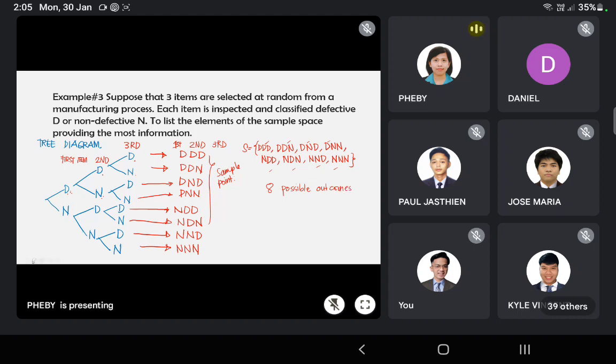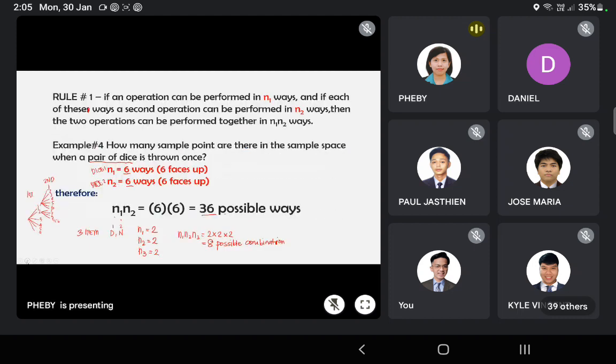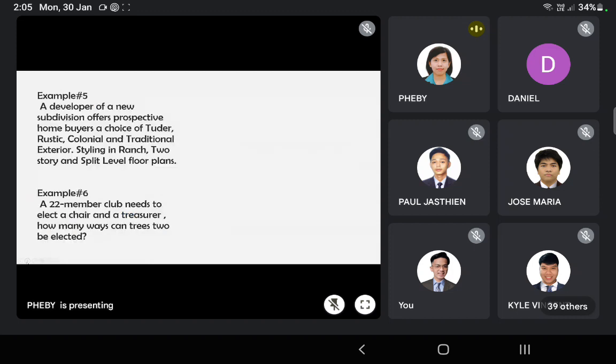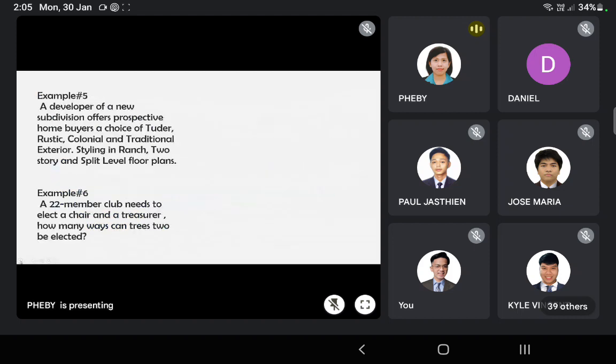So, that is why gumawa ng multiplication rule or counting principle. Clear po? Sige. Next. So, number 5. Actually, mabilis lang tayo mag-lecture ngayon. Okay, number 5.